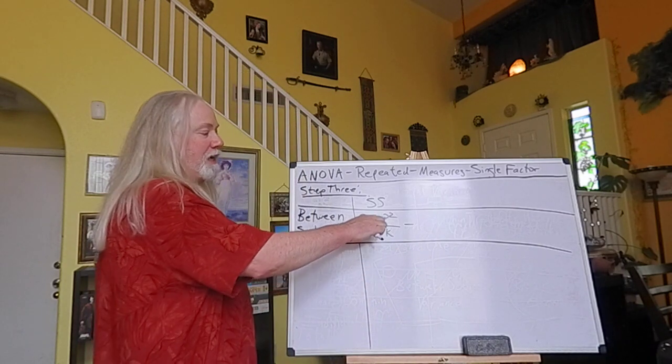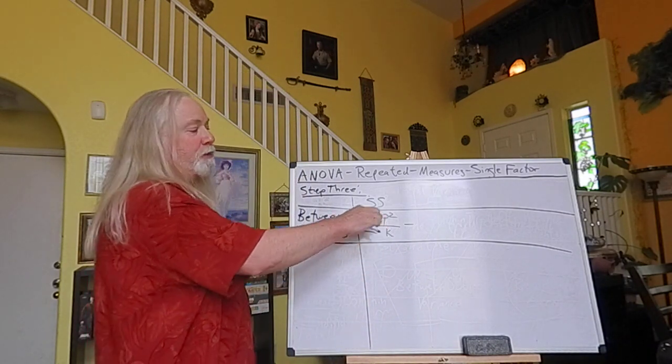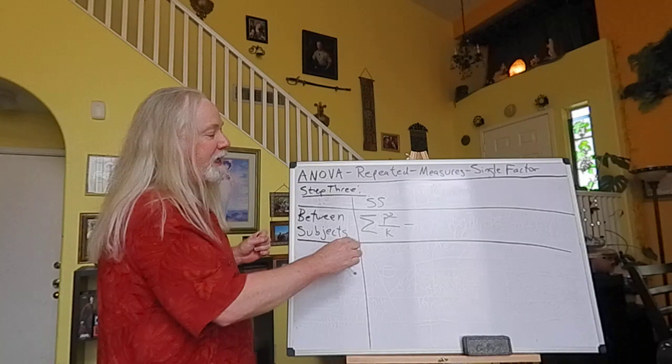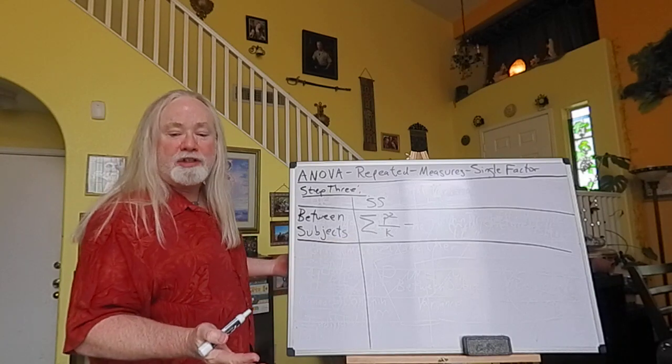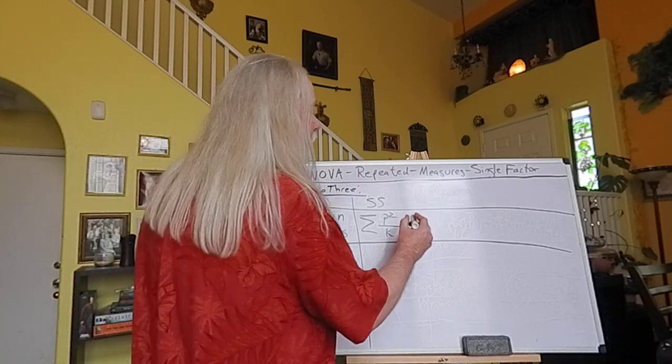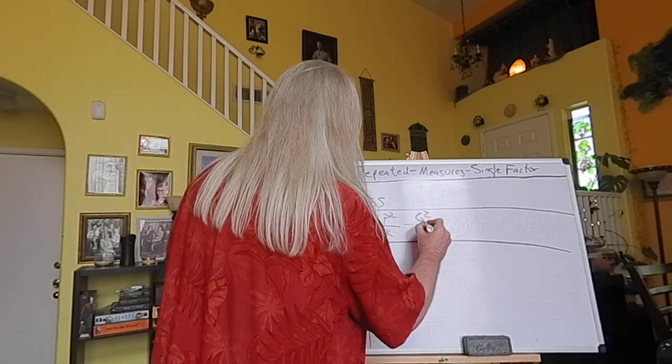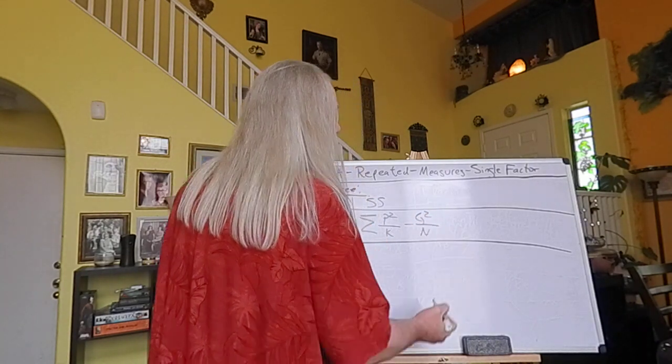So instead of the T, because we're doing individual differences, we're substituting the individual personal scores there, and divided by how many conditions they've gone through. And then we're going to subtract what we always subtract out of here, capital G squared over capital N.